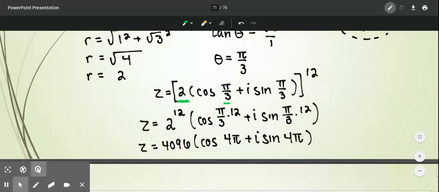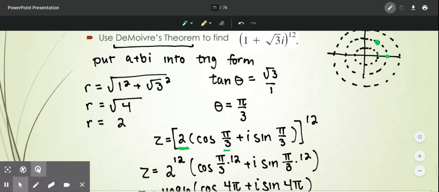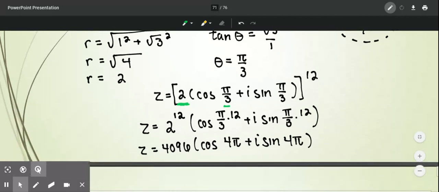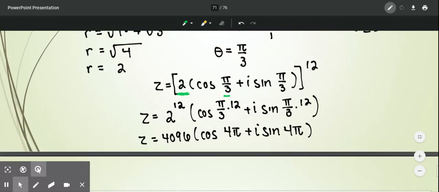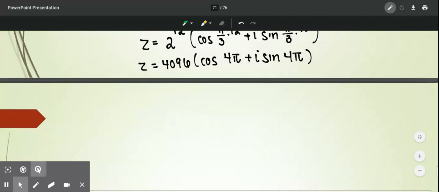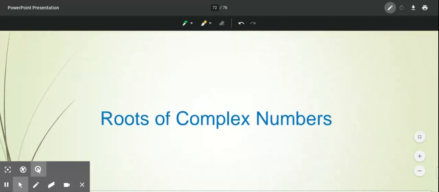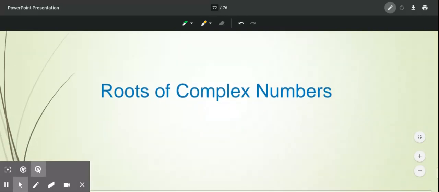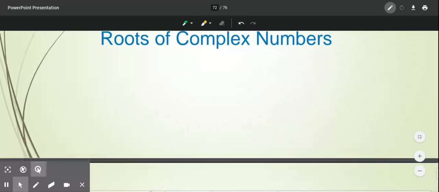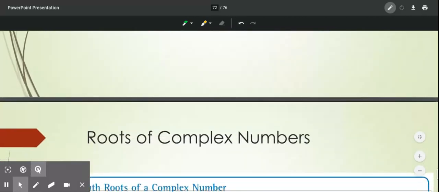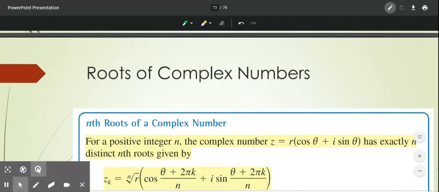All right, so do we feel okay with raising it to a power? Hopefully: raise r to a power, multiply your theta by the power. Okay, so the next part is the roots of a complex number. If you're going to pay attention to anything here, I need you to pay attention to this because there's a little bit that goes into it. There are some steps that you have to take, and the formula can be a little bit confusing.